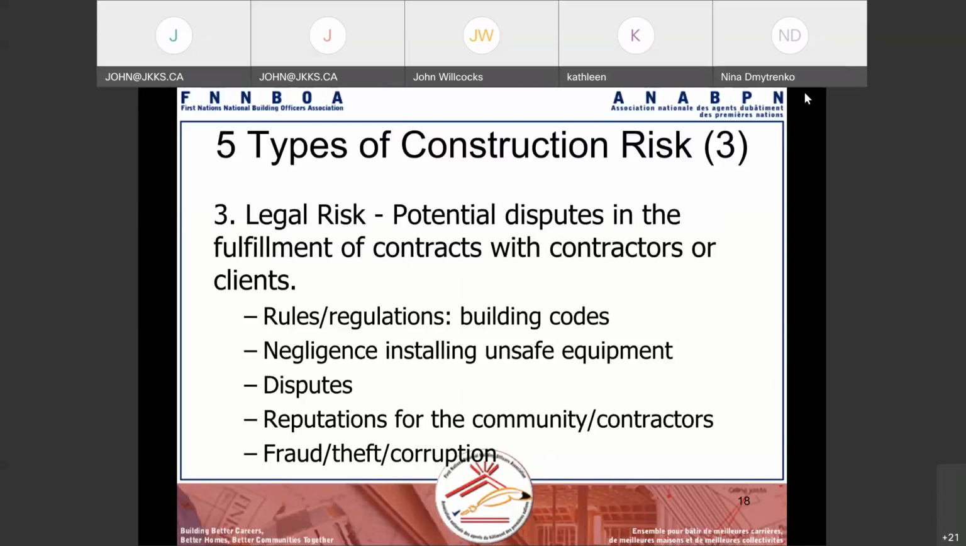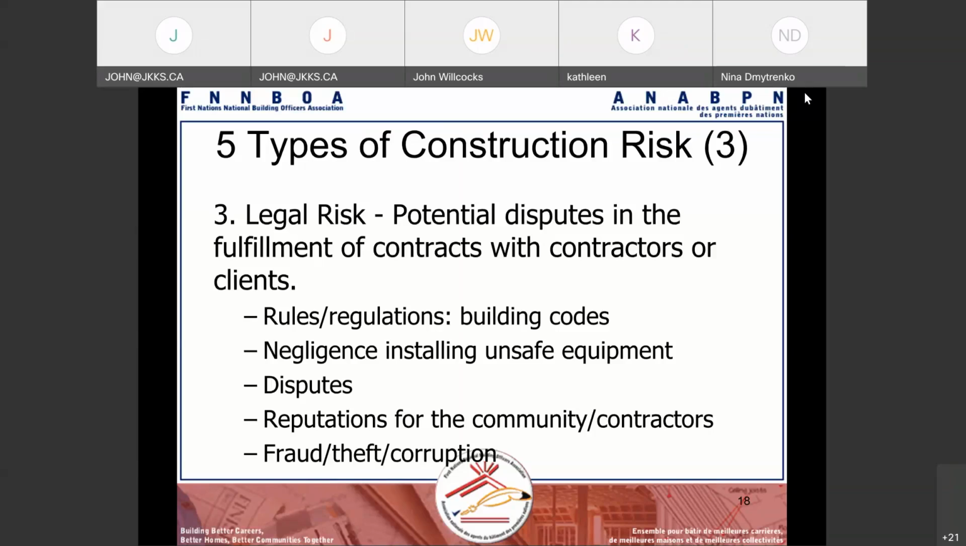The third risk is the legal risk. This is a potential dispute between the contractor and the clients, or in this case, the First Nations communities. Legal risk also includes a number of other activities. So we have, for example, building codes and rules and regulations relating to standards. We have legal negligence in installing unsafe equipment.